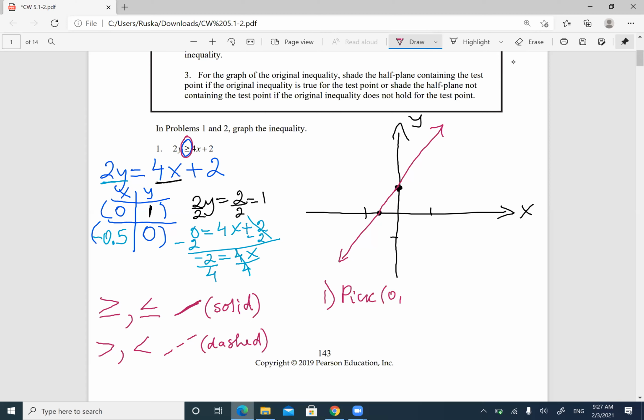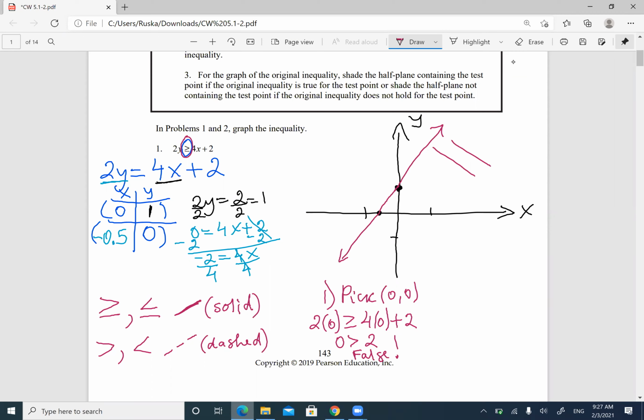Because 0, 0 is on this side, below the line, right? I'm going to plug it into the inequality and check if it's true or false. I replace x with 0 and y with 0. So I have 2 times 0 is greater than or equal to 4 times 0 plus 2. Is that true? 0 is greater than or equal to 2? No, that's not true. That's a false statement, right?